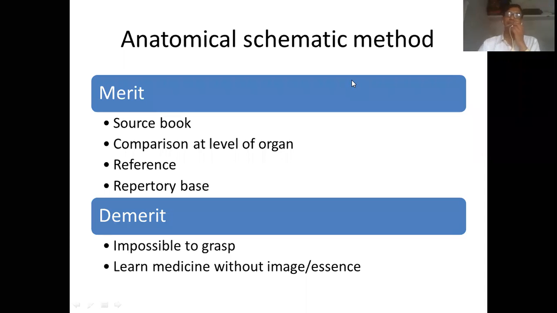There are basically 10 popular methods of different ways of studying materia medica, and I just listed those methods. We are studying the first popular method, the anatomical schematic method. It was introduced by Dr. Samuel Hahnemann, popularized by T.F. Allen and Constantine Hering. We have studied its details, the example, and also the merits and demerits.